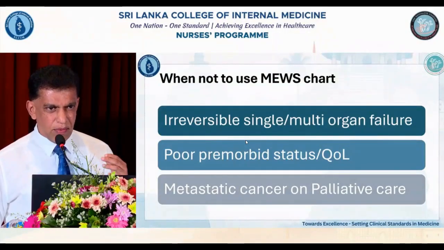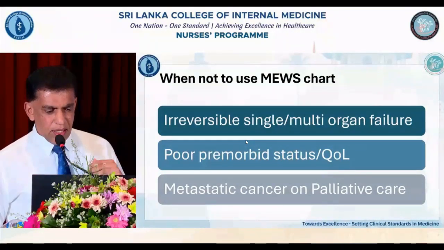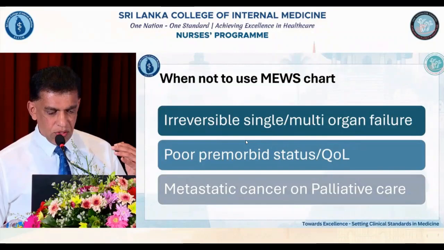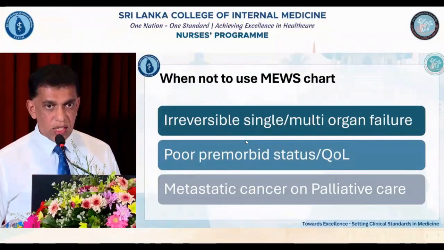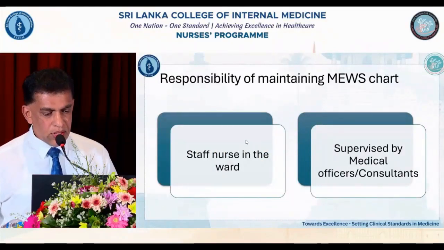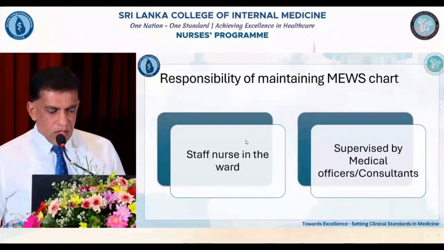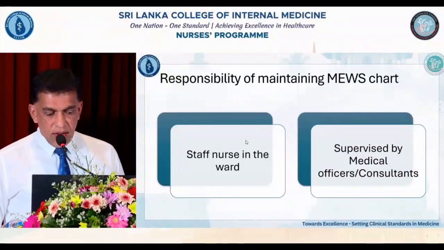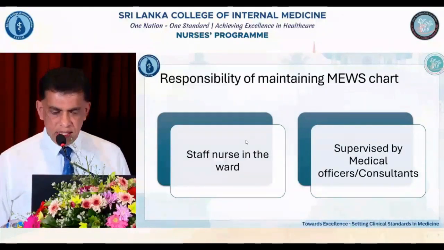There are a few things that I would also be telling: somebody who's got end-stage renal disease, very poor quality of life, metastatic diseases, we will not be starting a MEWS score considering the overall mortality and morbidity, and also pediatric and pregnant patients will not have this. So these are the instances where we will not be using the MEWS chart. Now, whose responsibility is it? Managing the MEWS chart is the responsibility of the staff nurse in the ward, supervised by the medical officers and consultants.